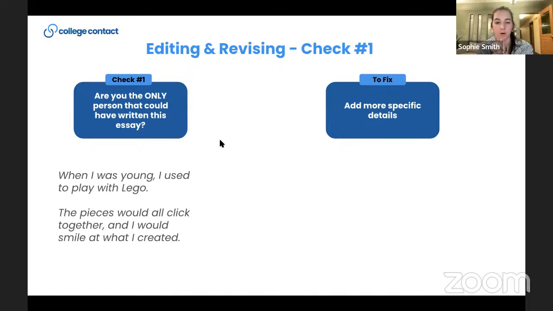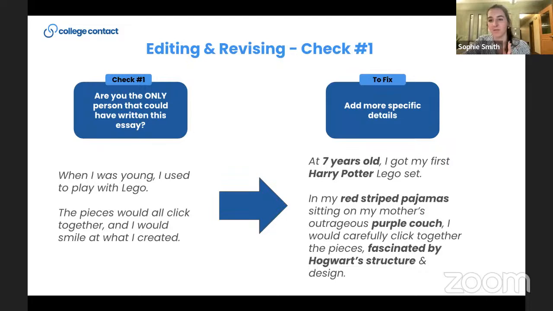Yes. Okay. And I'm sure a lot of you would agree with the click together, smile at what I created component, right? This is an essay that all of us in this room right now could have written. This is not a snippet of an essay that only this person could have written. This is a universal experience. We all get excited when we play Legos, or a lot of us do, right? So how do we fix it? We add details. So let's look at the right side of the screen now.